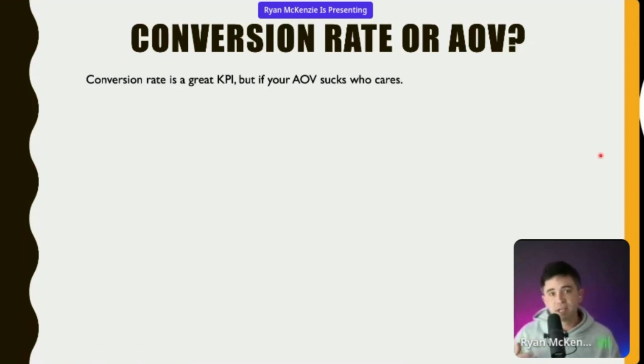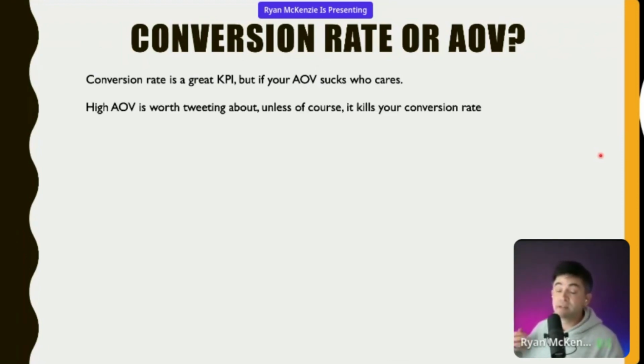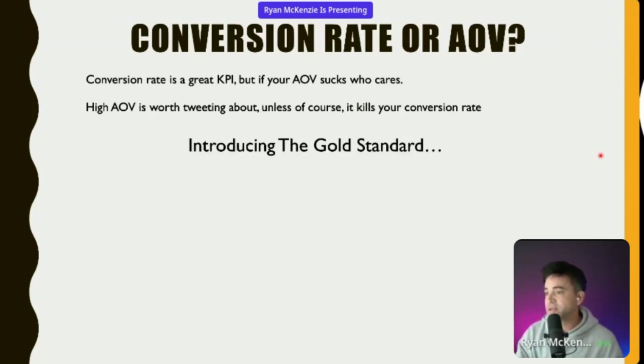And conversion rate is a fantastic KPI. But if your AOV sucks, like who cares? It doesn't matter. If you have a $3 offer that converts like hotcakes, if you're paying $5 a click, it doesn't matter how fantastic your conversion rate is. High AOV is worth tweeting about. It's worth bragging about. But if your conversion rate sucks, to get that lift in AOV, it's not that impressive. I could send 1,000 people to my site, get a $200 purchase, one single $200 purchase, have a $200 AOV, but my revenue per session is like non-existent. So advertising is not going to work.